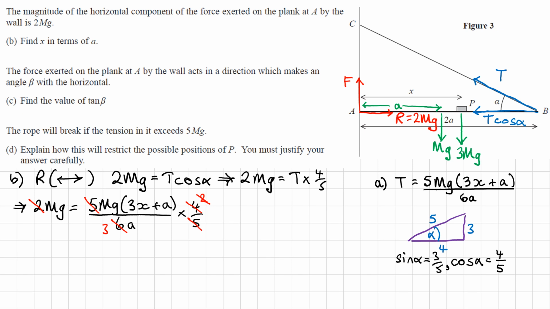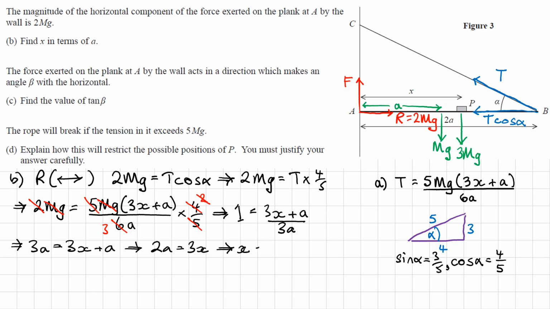Which also means I can now divide both sides by 2, and divide both sides by mg. So a lot of cancelling down. Now on the left hand side that will leave me with 1. And then on this side here I'll just be left with 3x plus a over 3a. Multiplying both sides by 3a, I will get 3a is equal to 3x plus a, which means that 2a is equal to 3x. So x in terms of a will be 2/3 a.